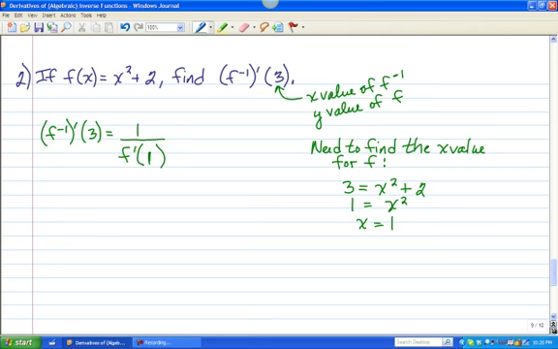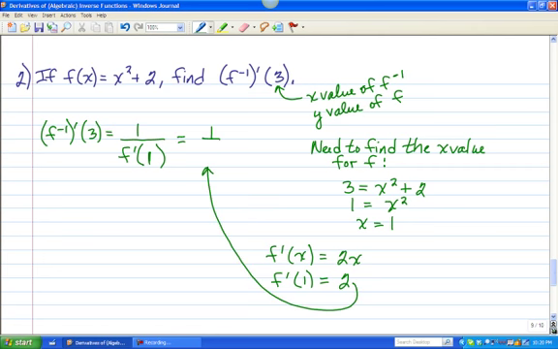We do need to find our derivative. The derivative of this function is simply 2x. That's easy enough. We need to know f prime of 1, and that's just 2. So we're going to take that and put it in place of the f prime of 1, and our answer is 1/2 in the end.